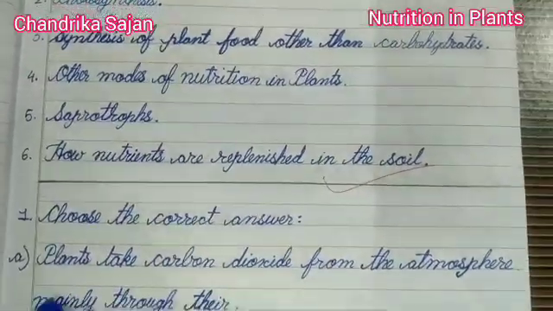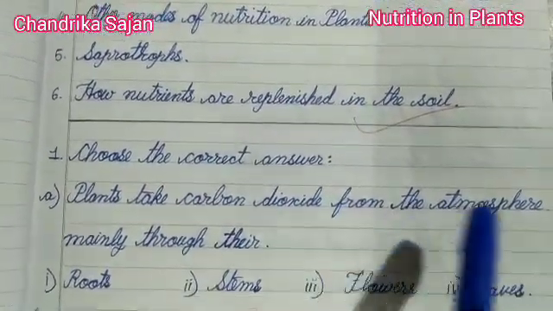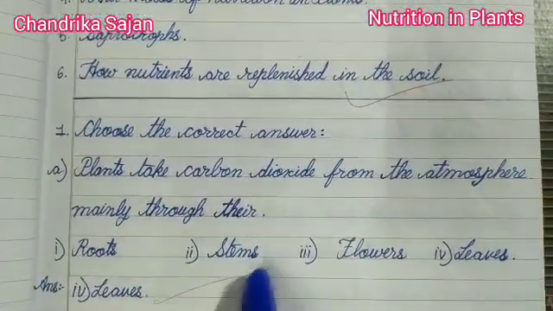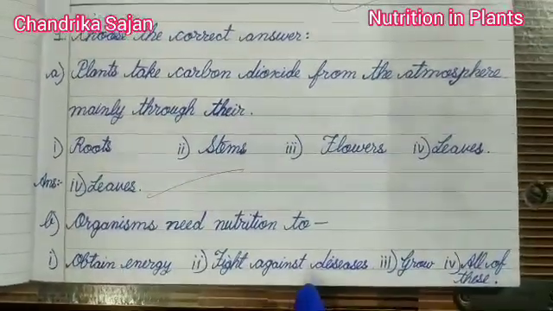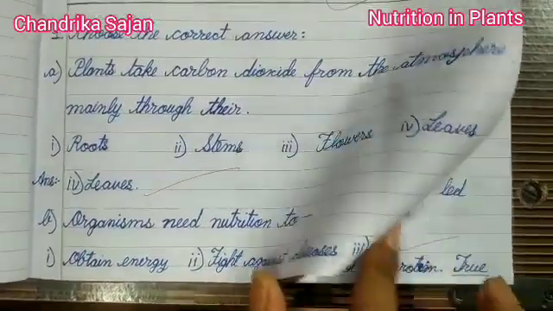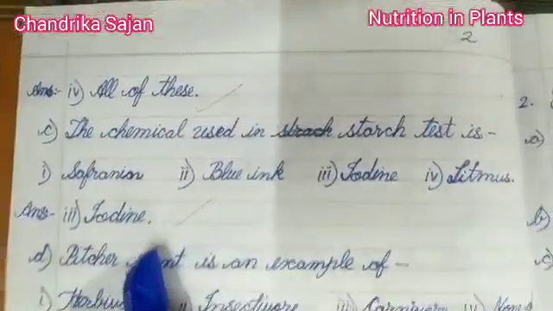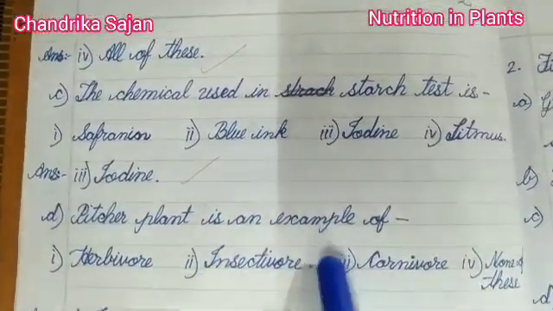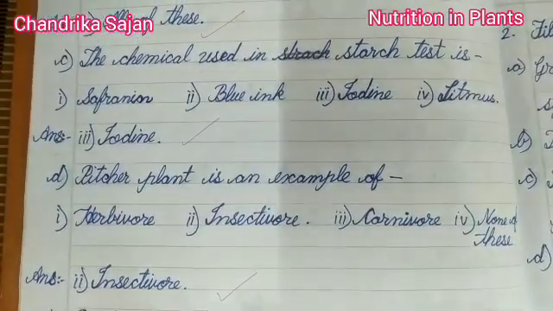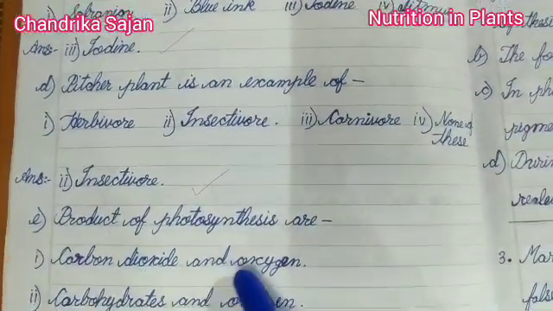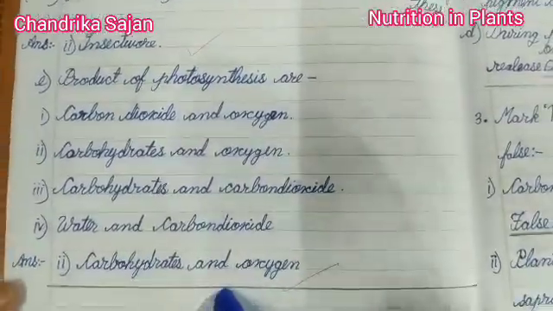Choose the correct answer. Plants take carbon dioxide from the atmosphere mainly through their leaves. Organisms need nutrition for all of this. The chemical used in the starch test is iodine. Pitcher plant is an example of insectivorous plants. Products of photosynthesis are carbohydrates and oxygen.